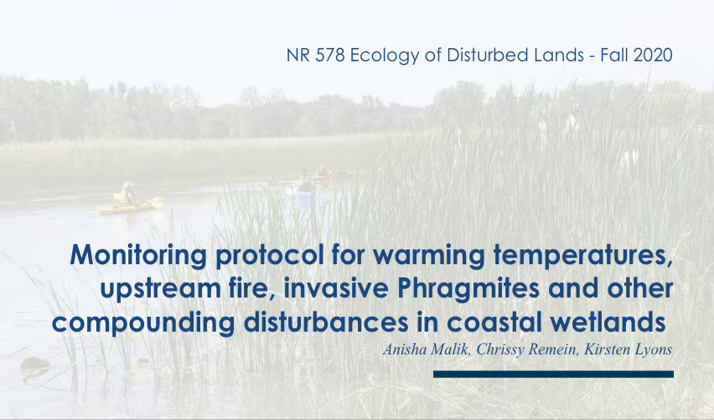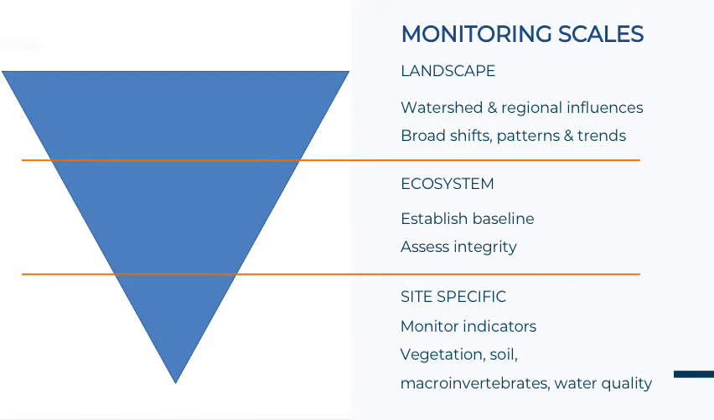Hey folks, welcome to our monitoring protocol for warming temperatures, upstream fire, invasive Phragmites, and other compounding disturbances in coastal wetlands. You'll notice that all of these disturbances are related to climate change or are compounded by climate change. Our monitoring protocol for coastal wetlands has three scales. So that's the landscape scale, where we observe and monitor watershed and regional influences, the ecosystem scale, where we further establish the baseline conditions and assess the integrity, and then even finer, the site-specific scale, where we monitor indicators, the vegetation, soil, macroinvertebrates, and down to the water quality.